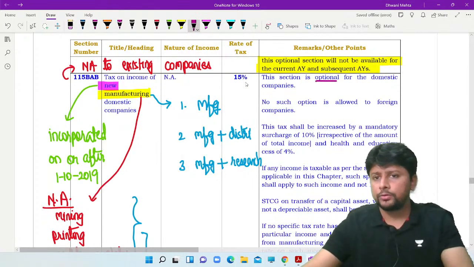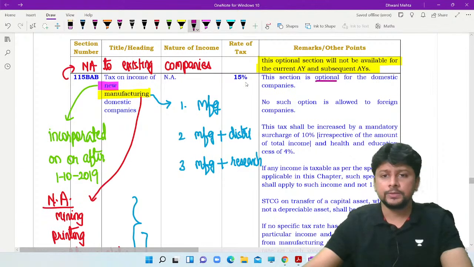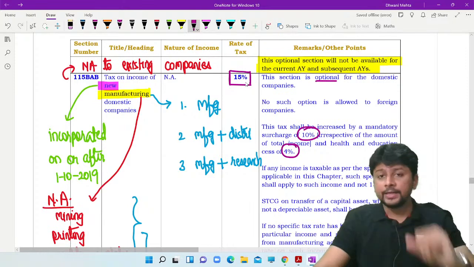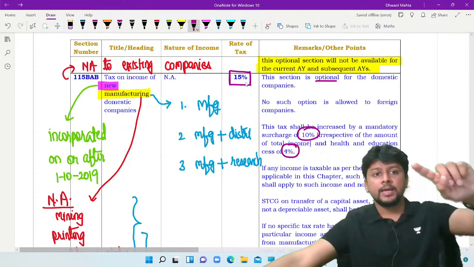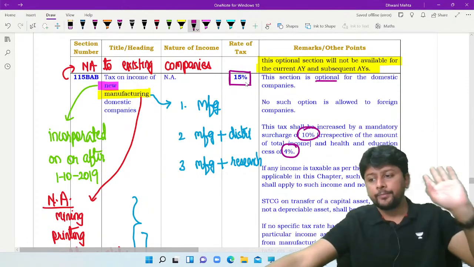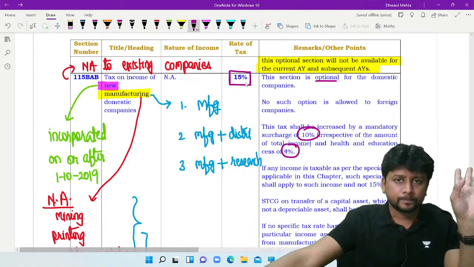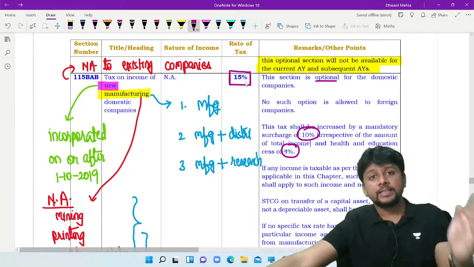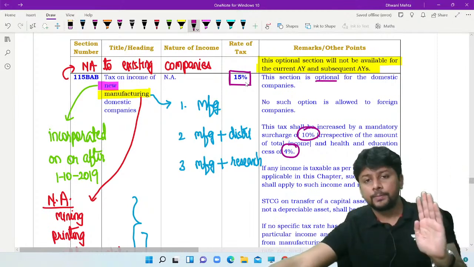No such option is allowed to foreign companies. It is only for domestic companies. Mandatory surcharge of 10%, health education cess of 4%. The tax is further reduced to 15%. But now something interesting to study. In 115BAA, it was 22%, but in 115BAB, it is further brought down to 15%.